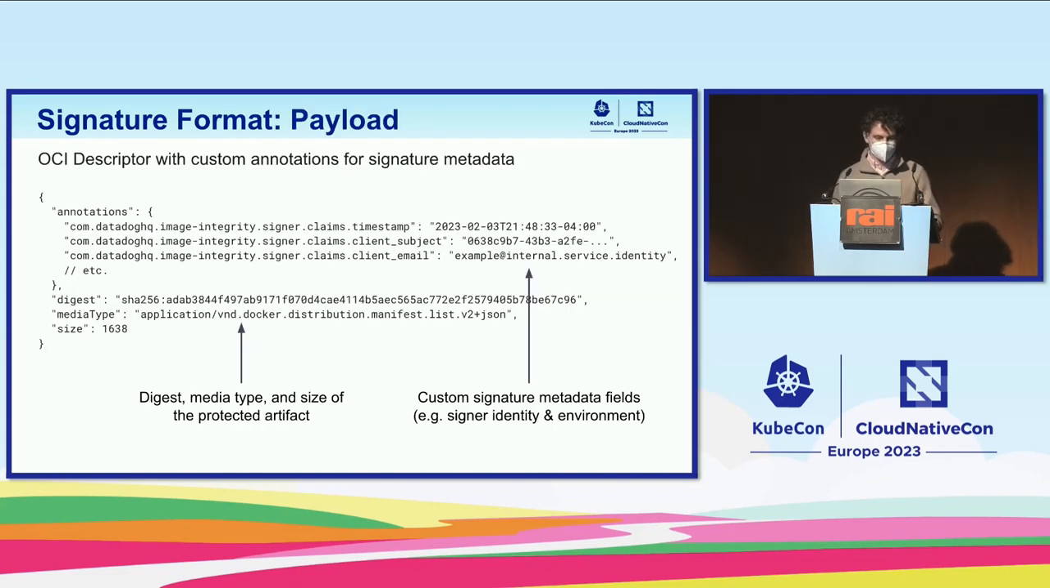So I'm going to describe the signature format from the inside out. At the very core is the signature payload, and this is what we're trying to protect. The format that we ended up using is the OCI descriptor, which contains the digest of the signed image, the media type, and the content size. Additionally, there's a key value map available called annotations, and we use that to store and also sign the timestamp, as well as a number of claims about the identity, the internal service identity of the signer.